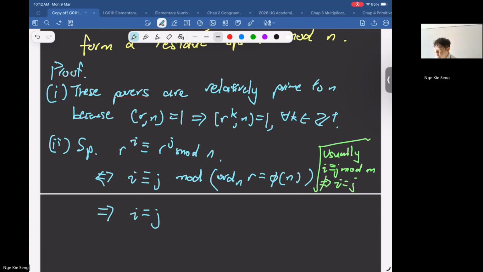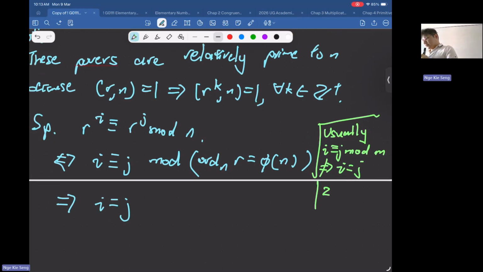Can you think of some example? A very easy example: maybe 2 is congruent to 6 mod 2, right? But then 2 is not equal to 6. Okay. So when can this be true?